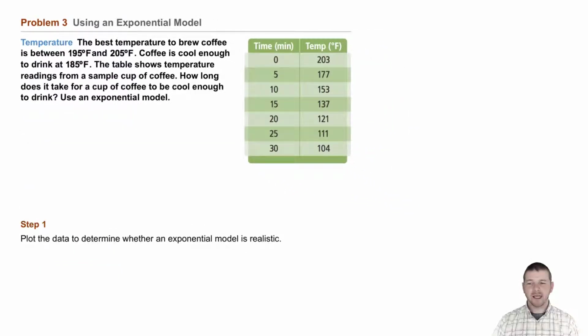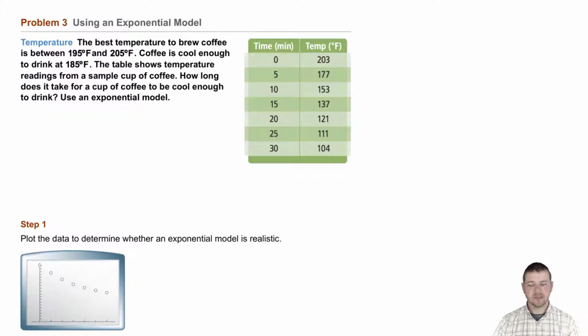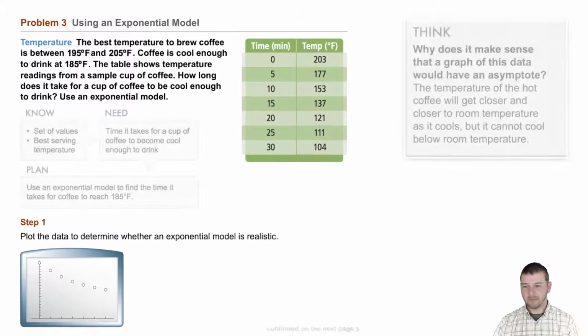Step 1. Plot the data to determine whether an exponential model is realistic. Here we can see what the data may look like plotted on a graphing calculator. They'd look similar on Desmos. It looks as though we have a decline that's not quite linear. It has a curve and the decline seems to be slowing, so an exponential model may fit these data well.